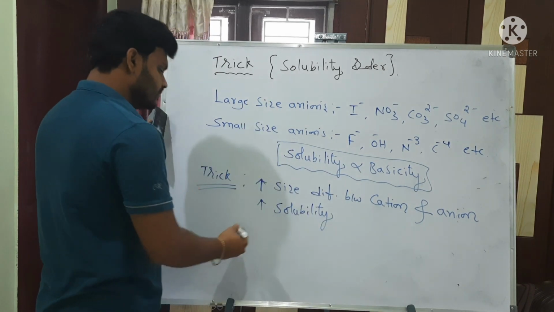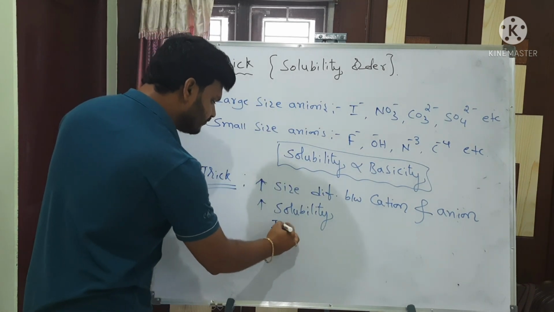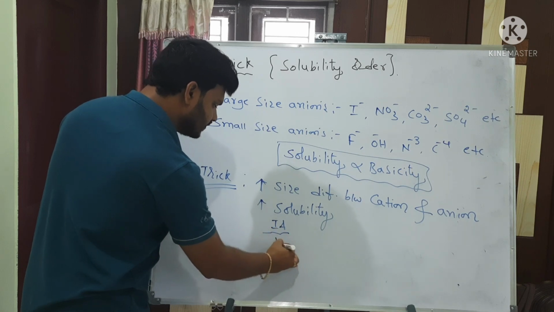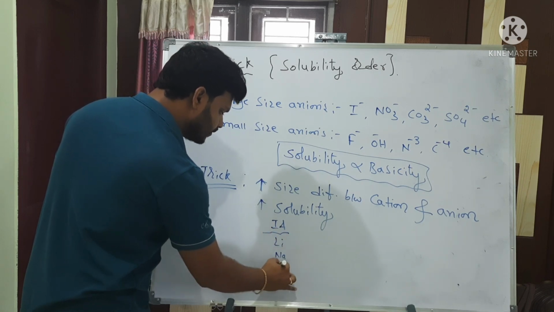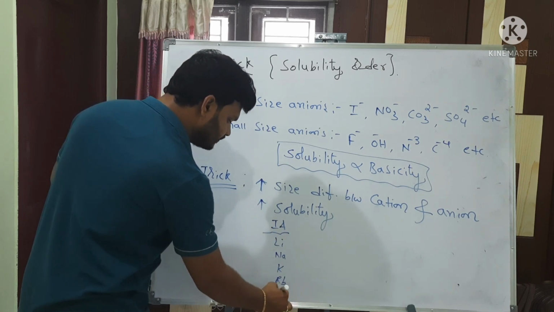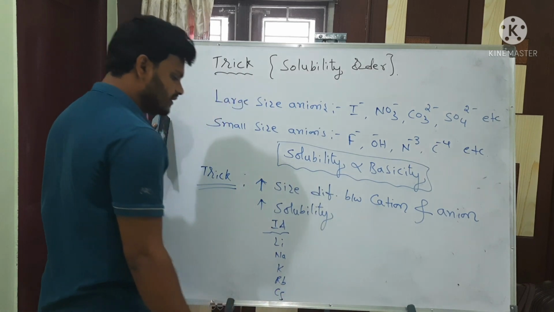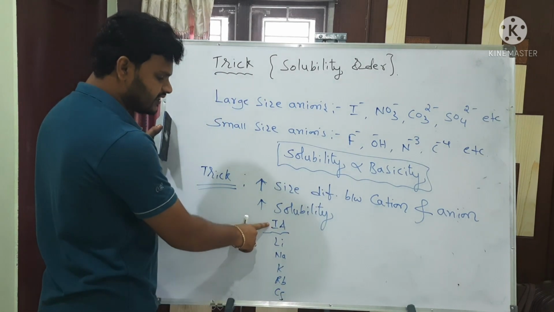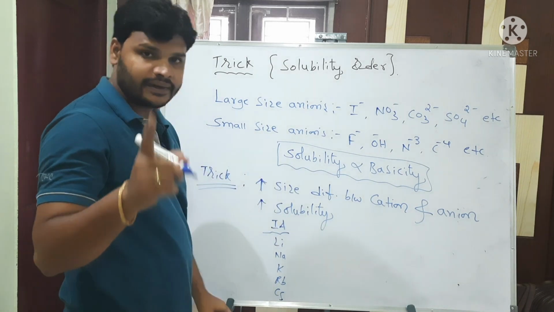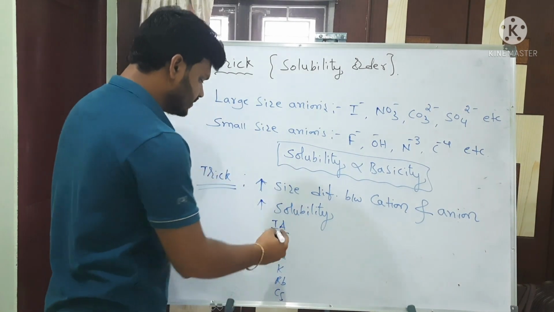So I am going to take first the A group examples: lithium, sodium, potassium, rubidium, cesium. So listen very carefully. First, A group is nothing but alkali metals. Alkali metal is nothing but a positive charge.